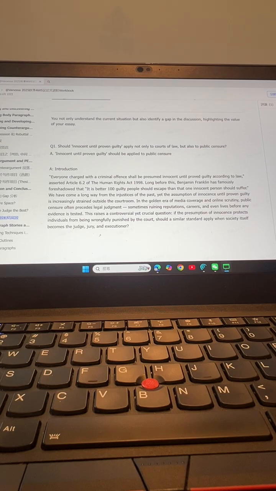Can I make it more certain? So you want to make it more what? Make it more certain. So can I say public censure can precede legal judgment? I don't know how to change it further.